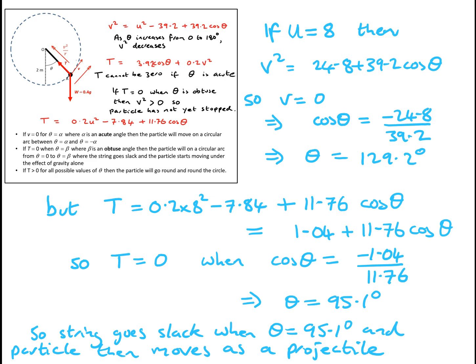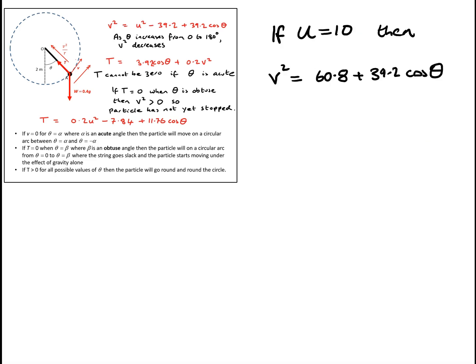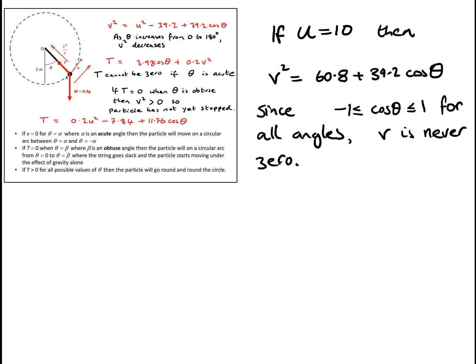And if we move on to the case when u equals 10, then the v squared equation becomes v squared equals 60.8 plus 39.2 cos theta. We know that the smallest possible value of cos theta is minus 1, which means that v is never going to equal 0 in this case, because the smallest possible value of v squared we've got is 60.8 take away 39.2, which is something around about 21.6. So v is never 0, the particle never comes to rest.